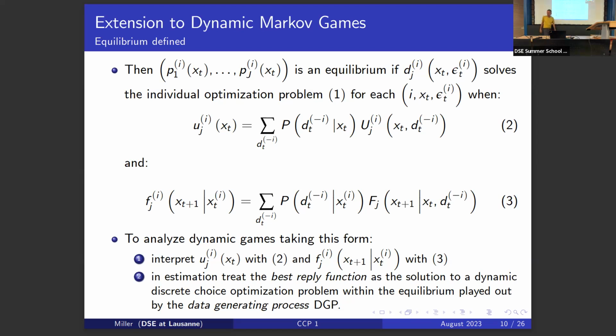Are we allowed to construct beliefs? Or, sorry, are we going to be constructing beliefs? That's where these probabilities come from. Because we're talking about a Bayesian Markov perfect equilibrium here.